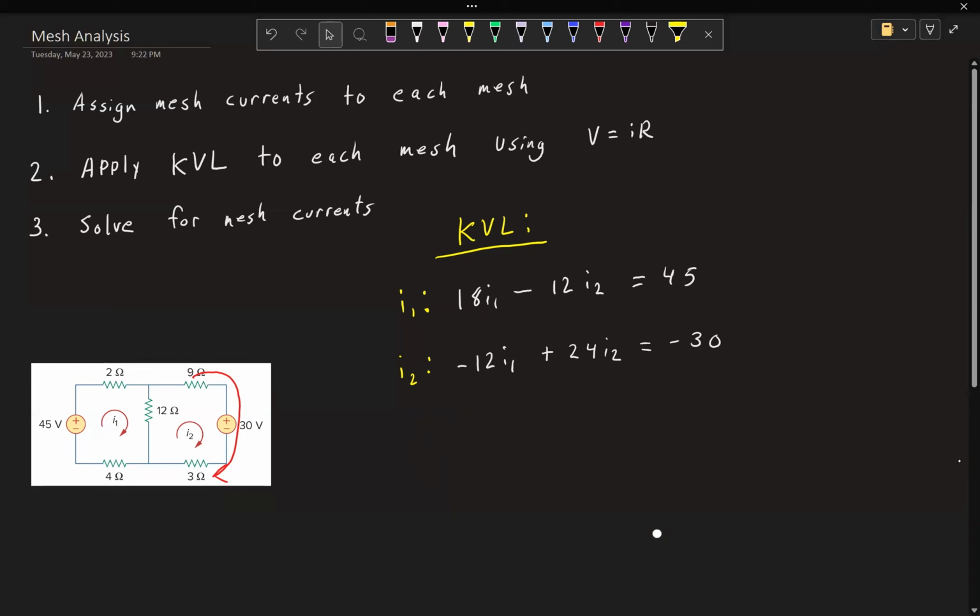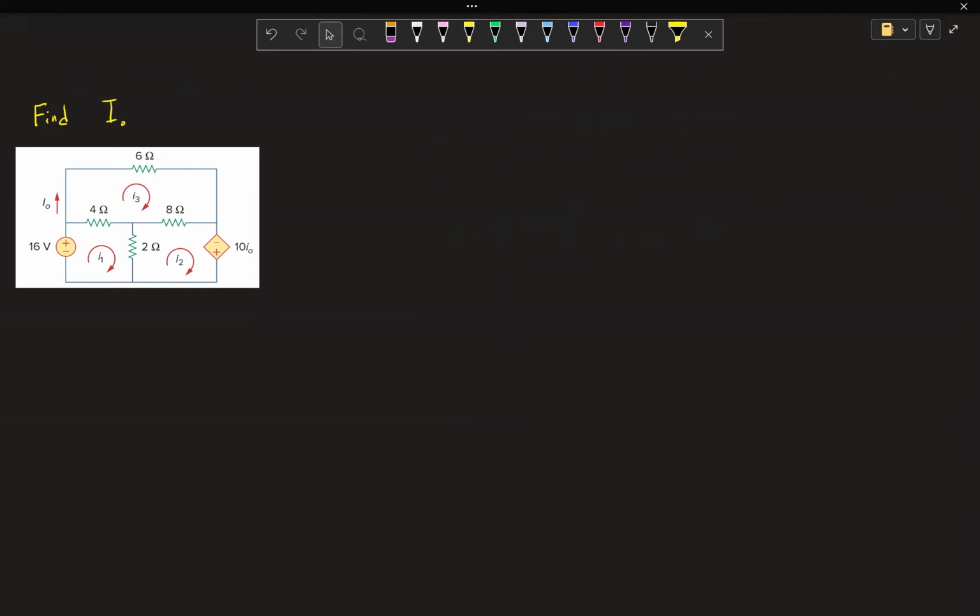All right, now we can just follow step 3, solve for the mesh currents. As you can see, we have 2 equations and 2 unknowns. So you can just solve this system and you should end up with I1 equals 2.5 amps and I2 equals 0 amps. Okay, now let's move on to another example.